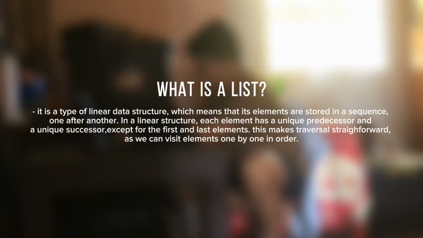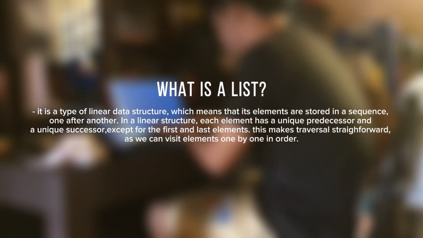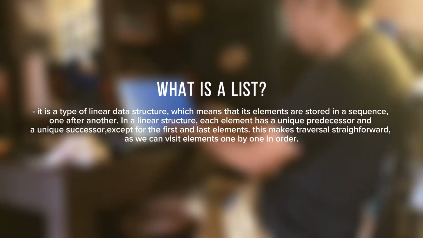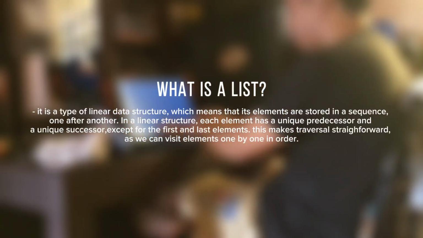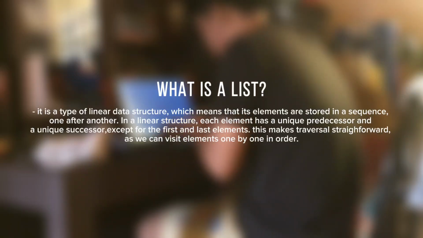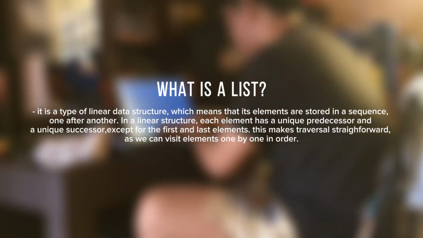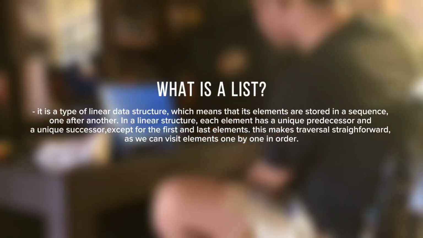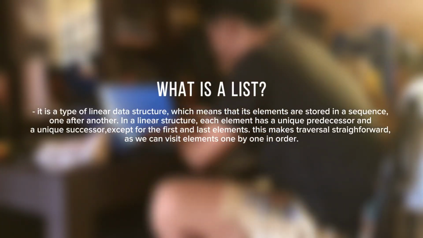list. The definition of a list is a type of linear data structure, which means that its elements are stored in a sequence, one after another. In a linear structure, each element has a unique predecessor and a unique successor, except for the first and last elements. This makes traversal straightforward, as we can visit elements one by one in order.